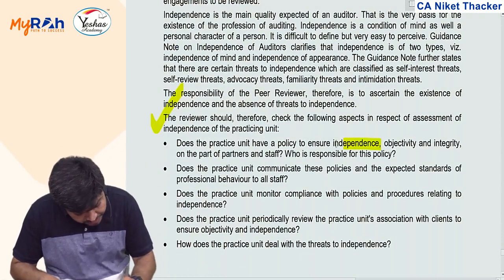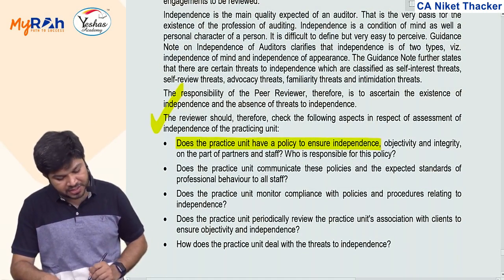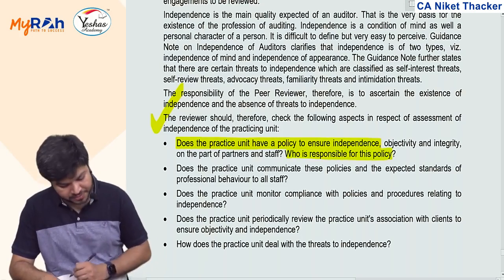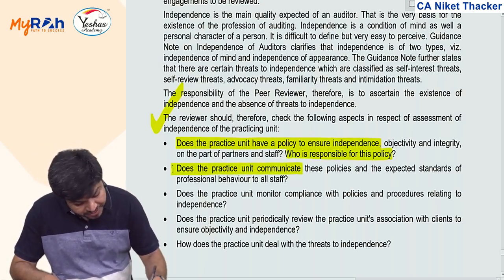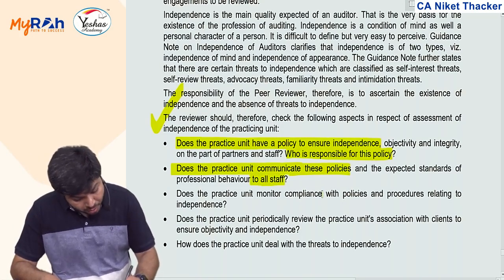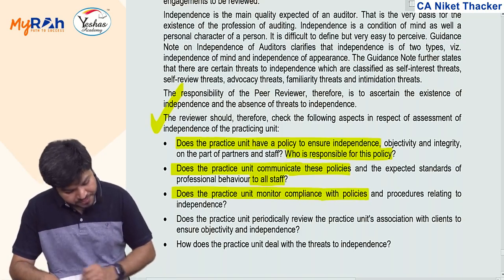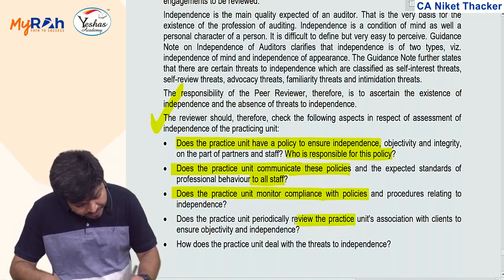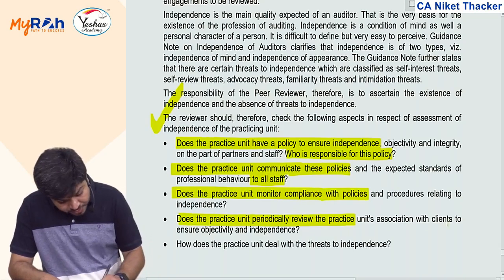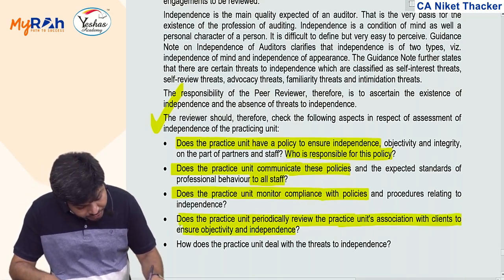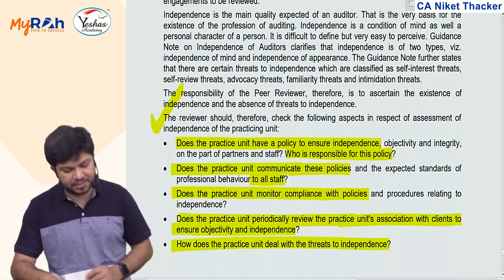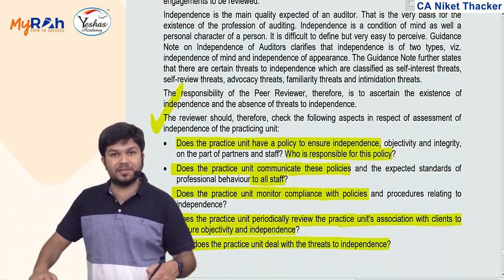Does the PU have a policy to ensure independence, objectivity, integrity? Who is responsible for that policy? Does the PU communicate this policy to all the staff? Do they monitor compliance with the policies? Do they periodically review the PU's association with clients to ensure objectivity and independence? And how do they deal with threats to independence? So this is the answer.